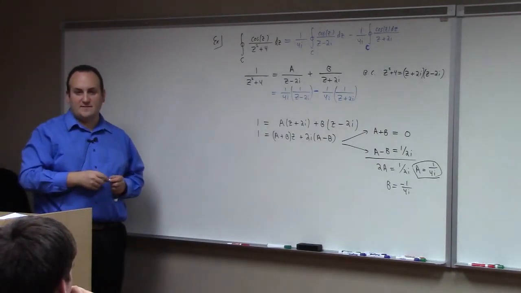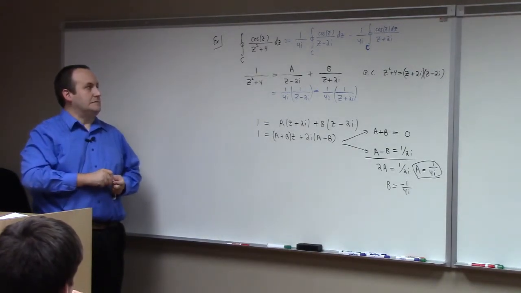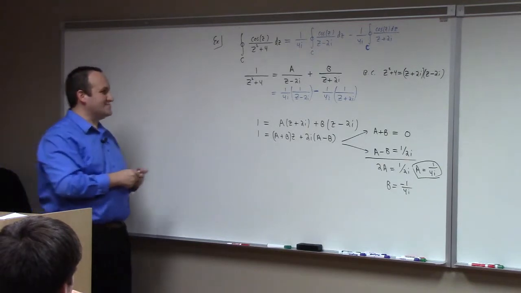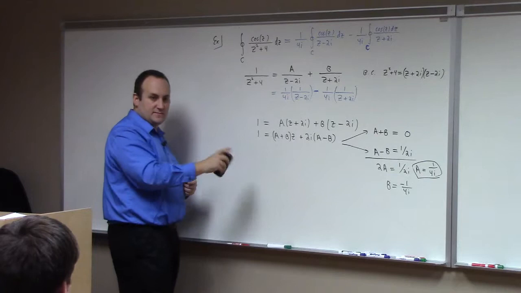I'm guessing plus or minus 2i is not on the loop, right? What else? That's most of it. Okay, so are we good? Can I erase this?